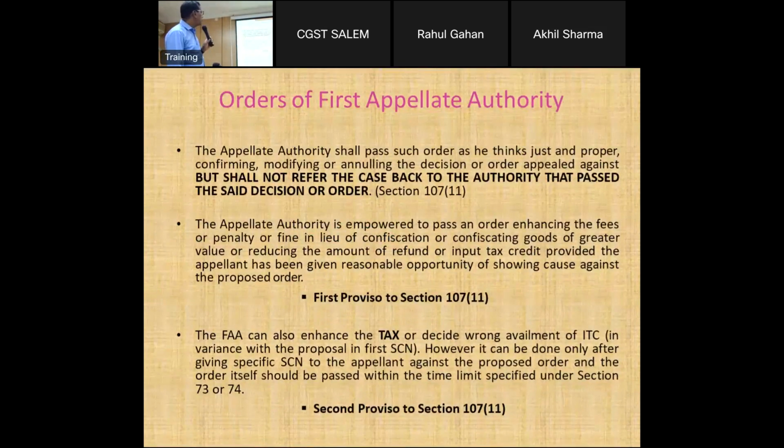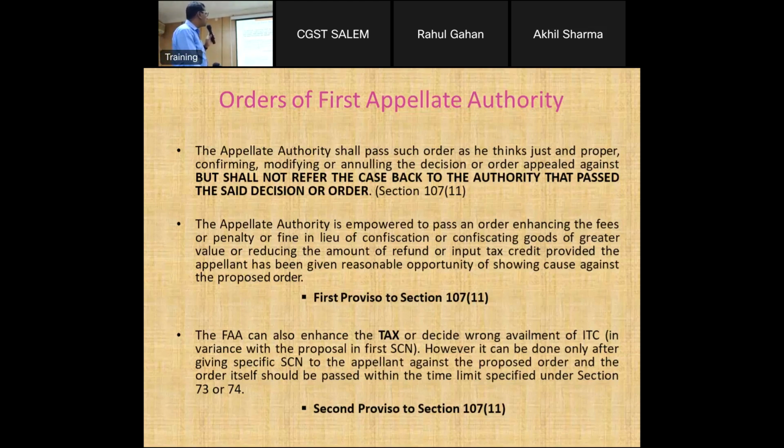The first appellate authority, in our case for adjudication by a Superintendent, Assistant or Deputy Commissioner, and Joint Commissioner or Additional Commissioner, is the Commissioner of Appeals. The appellate authority shall pass such order as is just and proper, but shall not refer the case back to the authority that passed it. This is the peculiar thing they have, which is why it has been highlighted. You cannot say that the lower adjudicating authority has to decide once more. Previously it was called remand: you would remand the case to the lower authority, and they would decide afresh and do the adjudication. Now it is not so. He has to decide himself, and it should not be sent back to the lower authority.